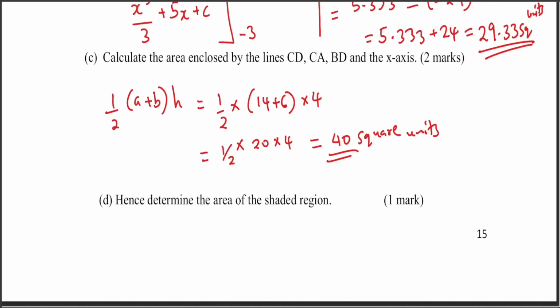The last question: hence determine the area of the shaded region. Basically you just subtract this one from this one. So you take 40 minus 29.33. 40 minus 29.33 gives you 10.67 square units, and basically that is your answer.